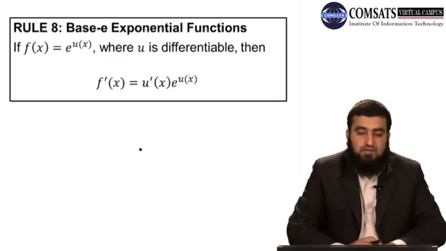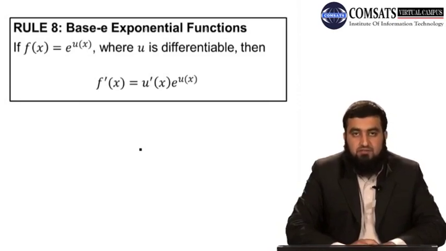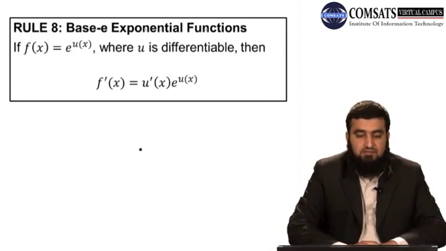So rule number 8, which is base e exponential function, यानी base e exponential functions का जो derivative है वो किस तरह से find किया जाता है. So if f of x is equal to e to the power u of x, where u is a differentiable function, then f prime of x is equal to u prime of x dot e to the power u of x.